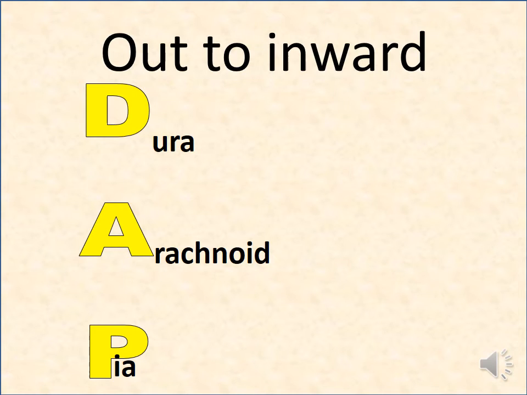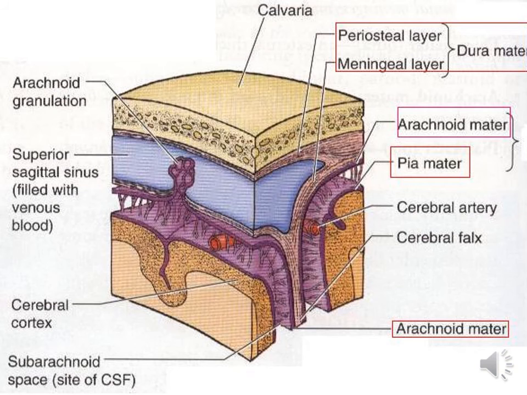So the layers of the meninges from outside to inward are the Dura Mater, Arachnoid Mater, and the Pia Mater. This figure shows the arrangement from the skull bone and outside periosteum, inside the endosteum, or call it the Dura Mater, and inside to it the Arachnoid Mater, and the matter that is surrounding the brain, call it Pia Mater.